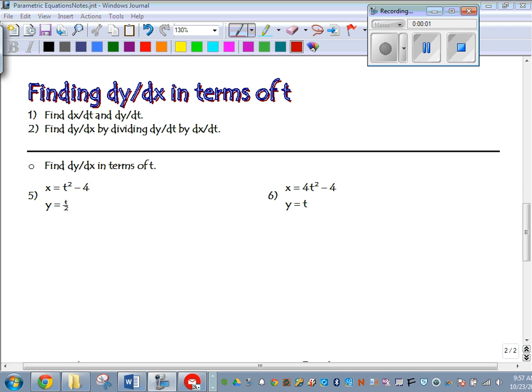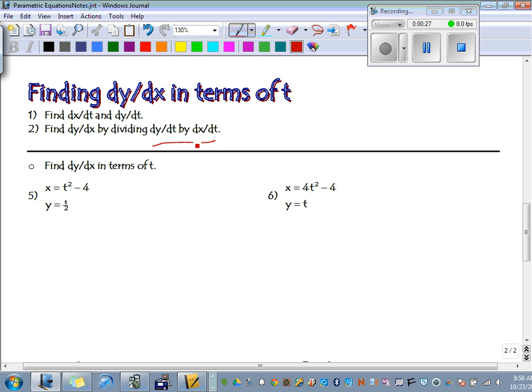Alright, so we're going to look at finding the derivative dy dx in terms of t. So normally when we do the derivative, it's going to be in terms of x, but in this case, we're going to do it in terms of t because we're dealing with these parametric equations. Two basic steps: find dx dt and dy dt. So find the derivative of each equation in terms of time. Then find dy dx by dividing dy dt by dx dt.